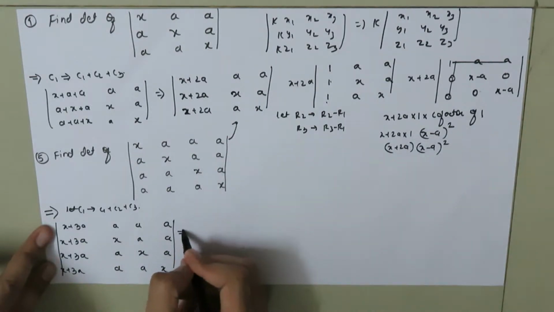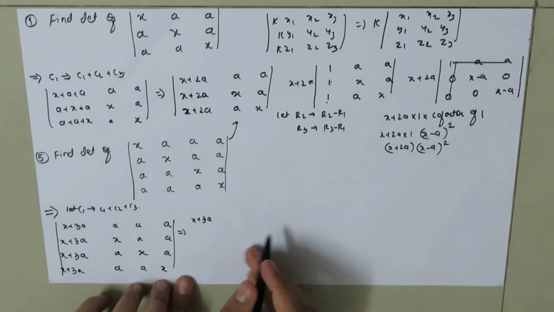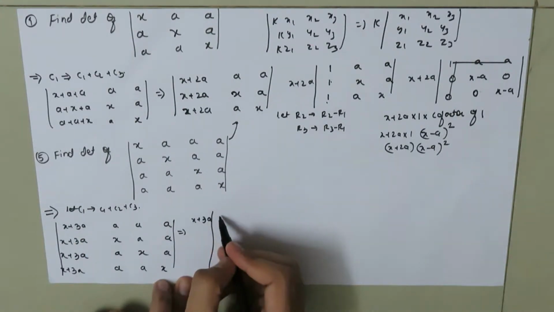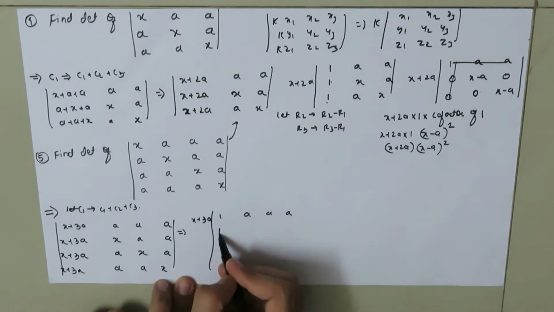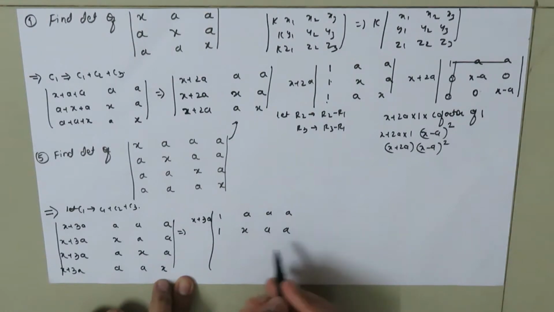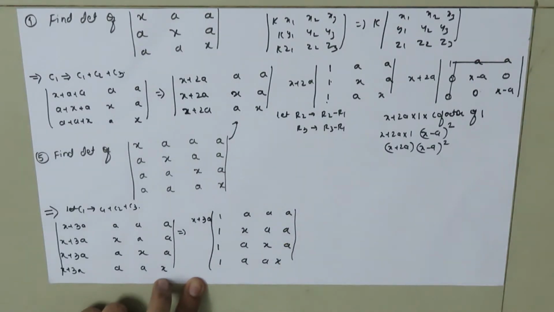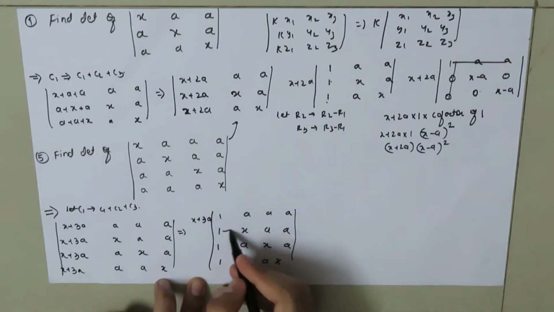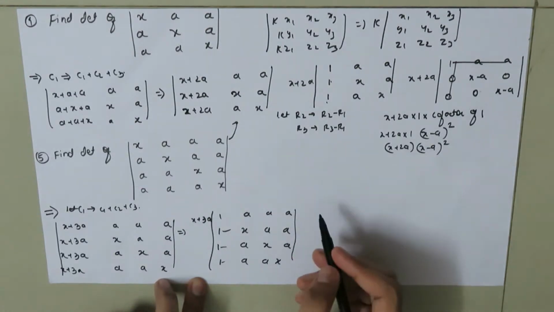And we can take this x plus 3a outside the determinant and write the remaining determinant as 1, a, a; 1, x, a; 1, a, x. And now we need to make all these three elements 0 in order to find the determinant of this matrix.